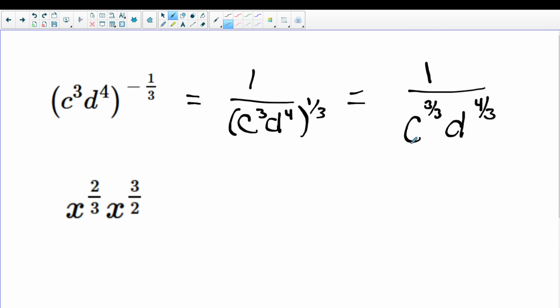And if we wanted to simplify that, we could simplify that c to the 3/3 would just simply be c to the 1. So this would be 1 over c. 3/3 is 1. C to the first is going to be c. And d to the 4/3, well, 4/3 is 1 and 1/3. So this is going to be d and d to the 1/3. So it'd be d root d. That would be another way to write it. But for right now, this way is perfectly acceptable.